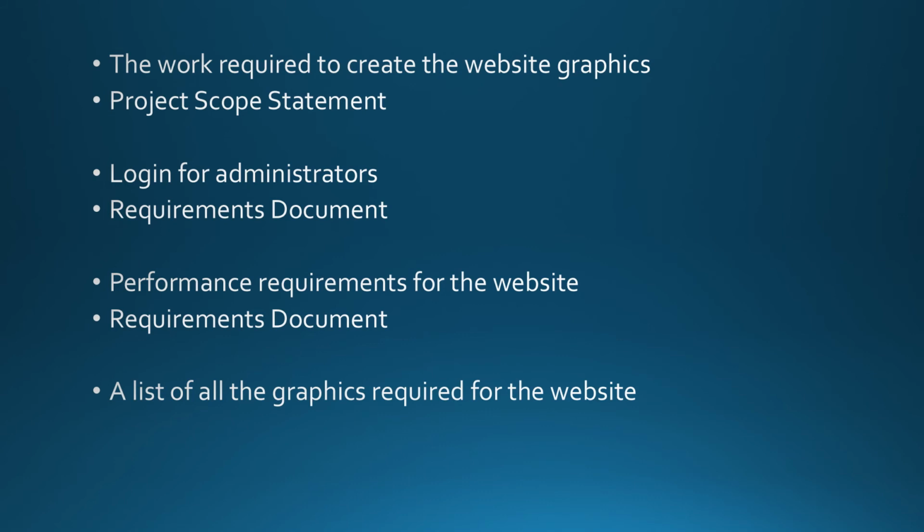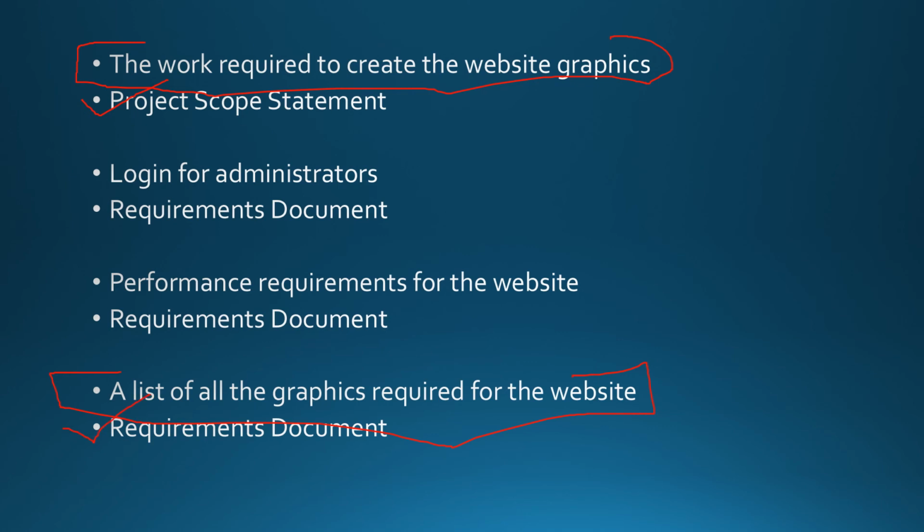A list of all the graphics required for the website goes into the requirements document because we are not talking about how you're going to create those graphics. If you observe the first example that we took, the work required to create the website graphics, this went into the project scope statement because this was the actual work. This was how you're going to achieve and create those graphics. But a list of all the graphics required for the website, this is just a list. This doesn't talk about how you're going to create those graphics. This goes into the requirements document.